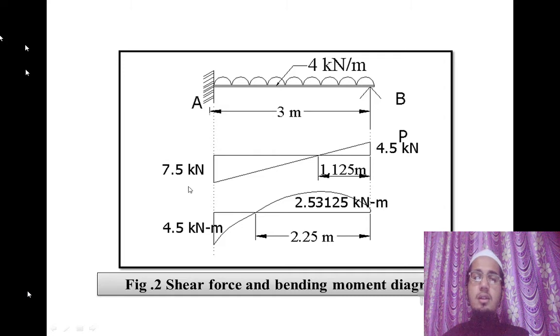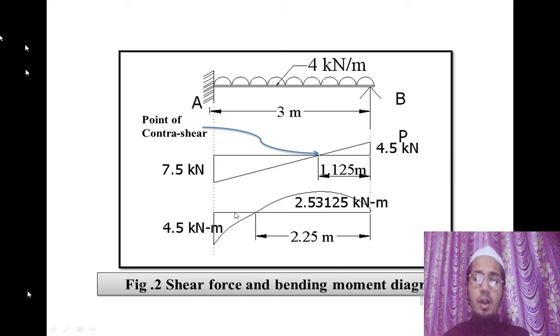So, these are joined by an inclined line due to the UDL. Now, here somewhere there is a point at a distance of 1.125 meter where the shear force changes from positive to negative, and that point is termed as the point of contra shear.